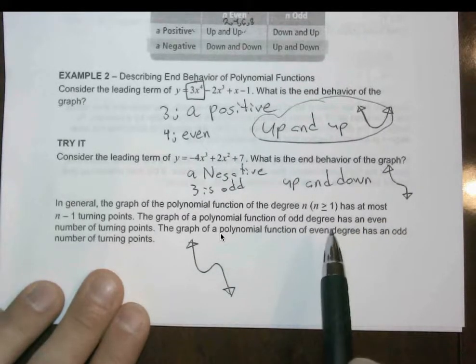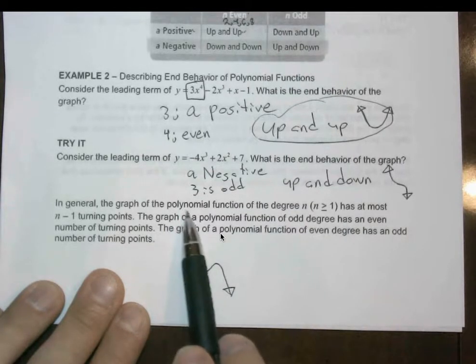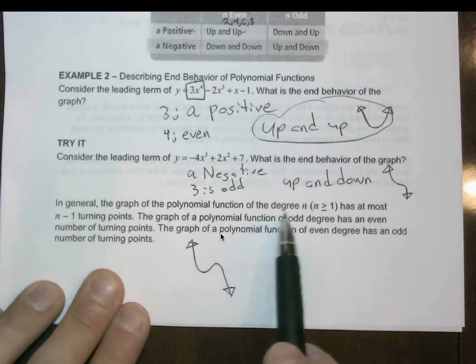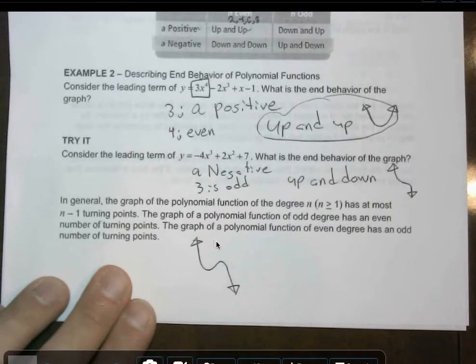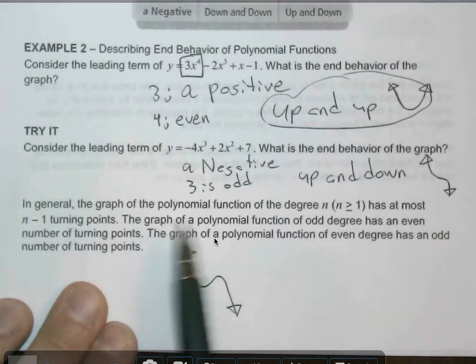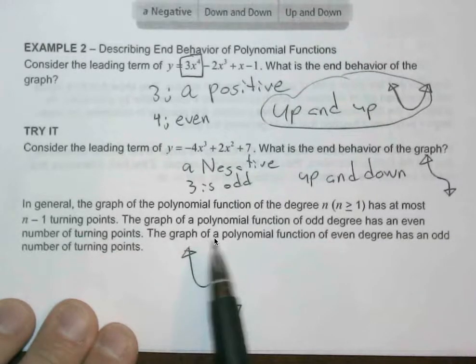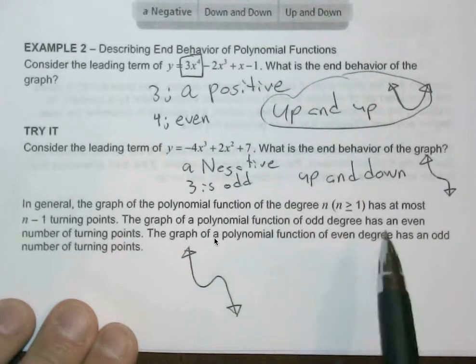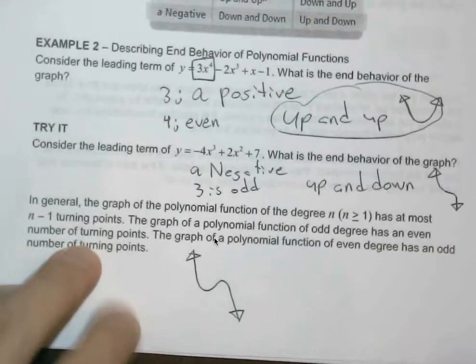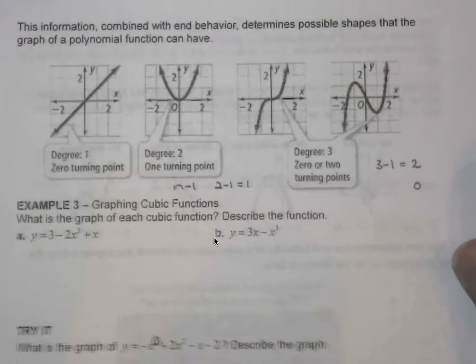So how this works with the turning points, we can dictate that the graph of the polynomial function, assuming the degree is greater than or equal to 1, has at most n minus 1 turning points. The graph of a polynomial function of odd degree has an even number of turning points. The graph of a polynomial function of even degree has an odd number of turning points. The next visual gives us a little bit more light as far as how these work. Take this time now, maybe pause, get a feel for them.